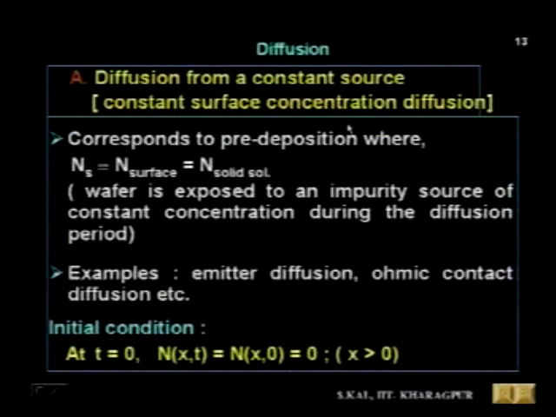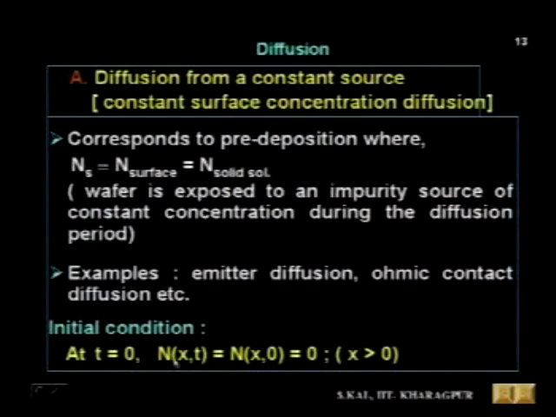That means at t equal to 0, at the beginning, the initial time, the concentration is 0 where x is greater than 0. What is x? x equal to 0 is the silicon surface. If you go deeper into the silicon, then x is greater than 0. So, that means inside the silicon crystal at the very beginning there is no impurity atom. That's why at t equal to 0, N(x,t) equals 0 for x greater than 0.